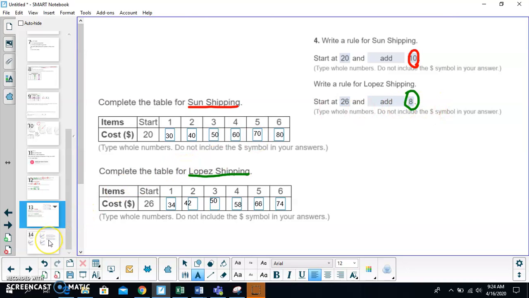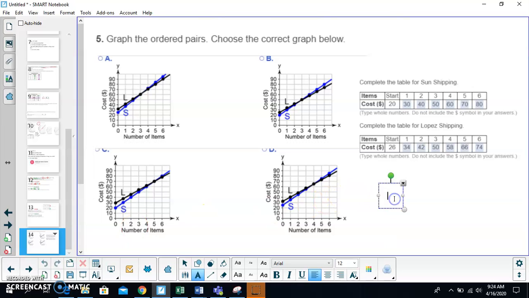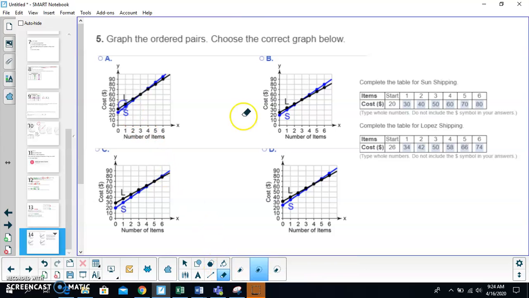All right, so using all of this information, you'll now need to graph these ordered pairs. So I made sure to put the table here on the right, and on your practice buddy, you're going to have to scroll up and down, which is kind of a hassle, but if you look to the right, you're going to see all of the ordered pairs. So for Sun Shipping, which is in blue for this line, this S is representing Sun Shipping. And for Sun Shipping, you're starting at 20.